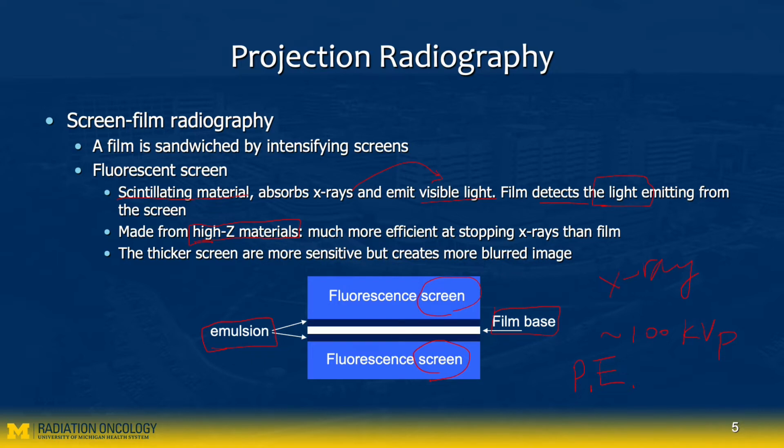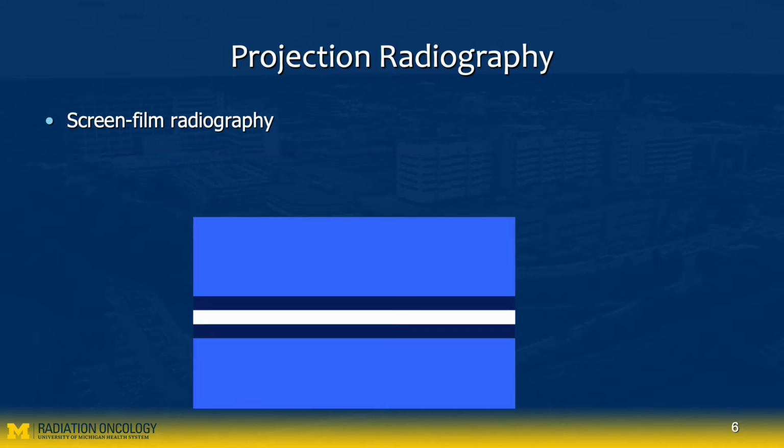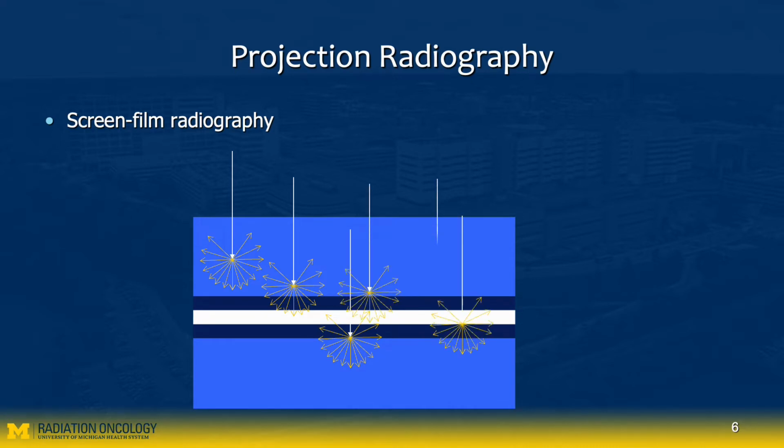Let's look at the next slide. So it's a short animation. Hopefully this will help you to understand. The X-ray is coming from the top, and then the screen converts the X-ray into visible light. I depicted that with these yellow arrows, and that yellow visible light is captured by the emulsion and film.